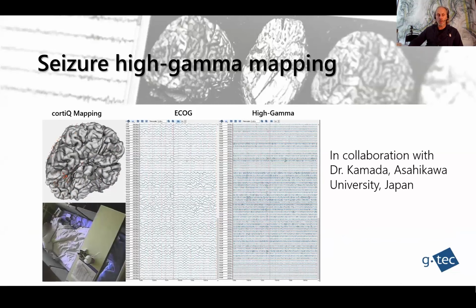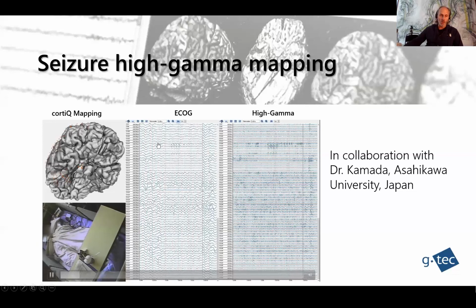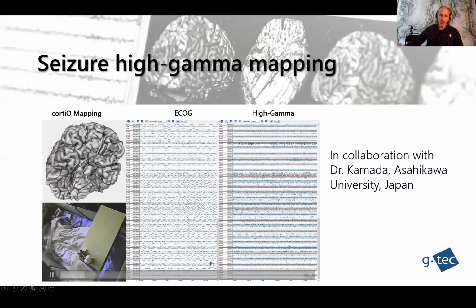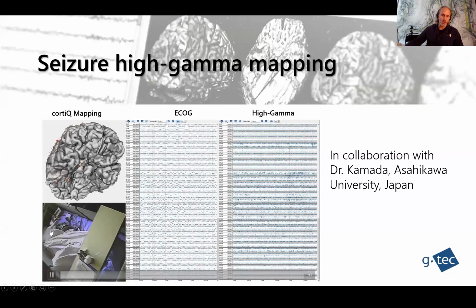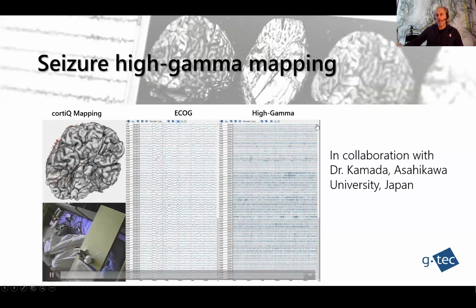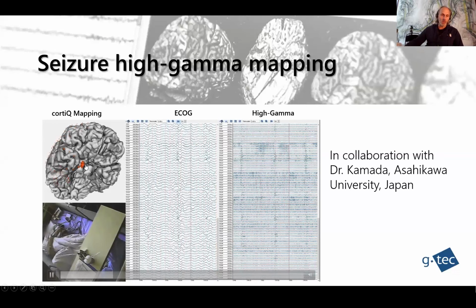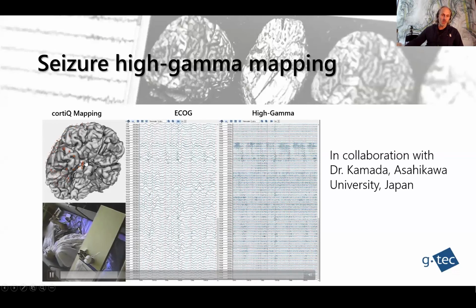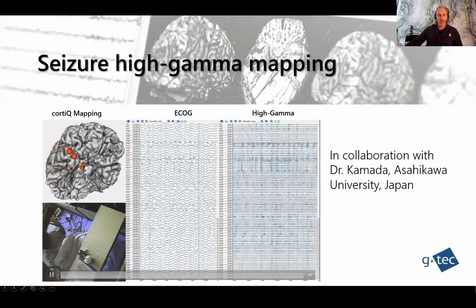And here you can also see another application of high gamma mapping. Dr. Kamada used it, for example, to see how a seizure is propagating. So in the middle, you can see the ECoG recording from the patient. You can see the patient is sleeping, but the seizure is actually starting. And here we are showing the high gamma filtered signal. And then we are doing the statistical analysis with the red bubbles. You can see in the center here of the image, the seizure starts.